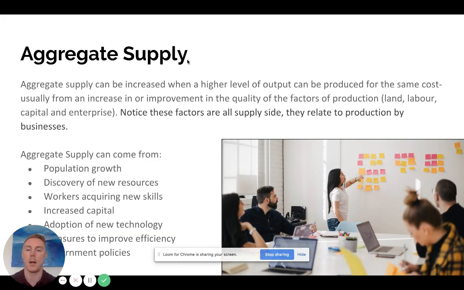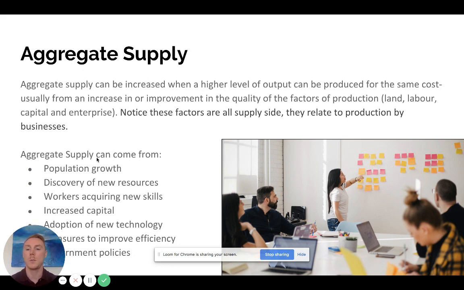So next is aggregate supply. Notice the syllabus doesn't focus on the components of supply, just aggregate demand. Aggregate supply can be increased when a higher level of output can be produced for the same cost. So usually from an improvement in the quality of factors of production, such as our land, labor, capital, or enterprise. So notice these are all supply side. They relate to production by businesses. So businesses are getting more efficient. They're improving their use of technology or the technology they have to use. So anything that's going to improve their productivity might lower costs for them. It will drive up aggregate supply.